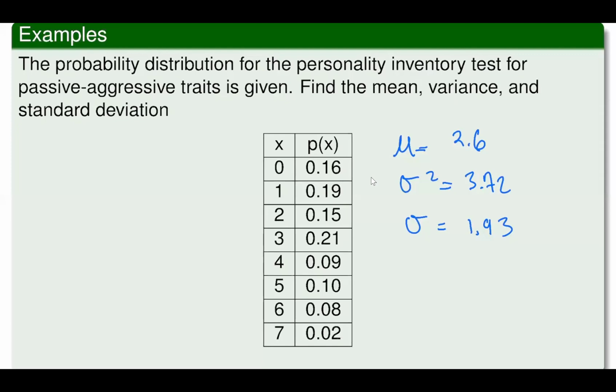All right, sweet. So those are the answers I got. I got mu is equal to 2.6. I got variance to be 3.72. And actually I got sigma to be 1.93. So that's your final answers. Any question for the final answer?